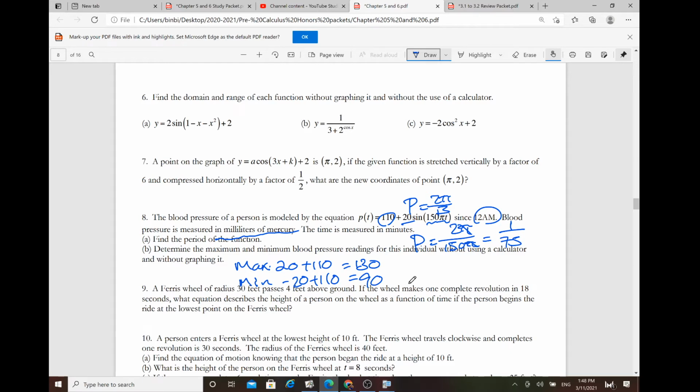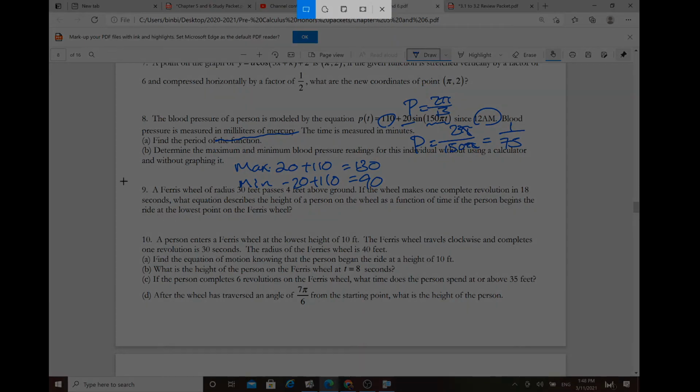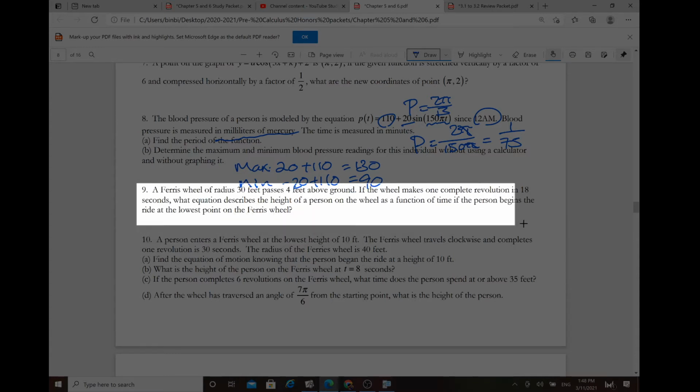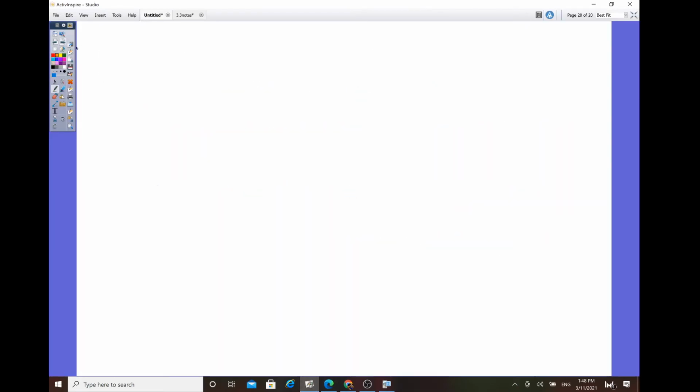Okay, so now let's see what else we got. Okay, so now the Ferris wheel problem. So let's start with number 9 here first. Number 9: a Ferris wheel of radius 30 feet passes 4 feet above ground. Okay, so let me just put it on a new slide first. Okay, let's put it right here.